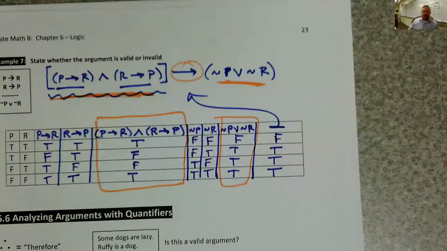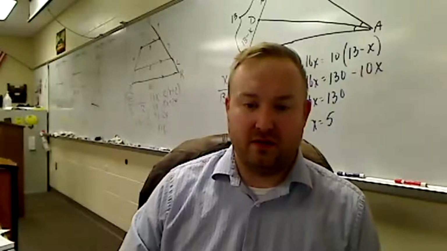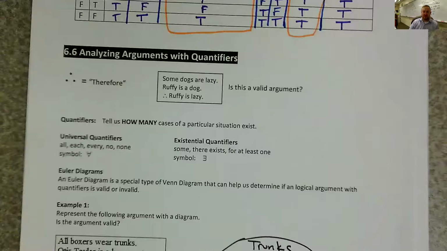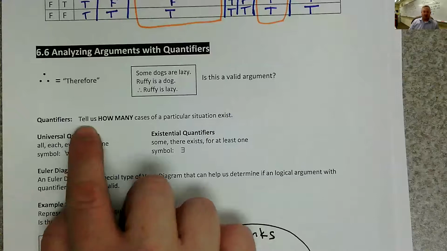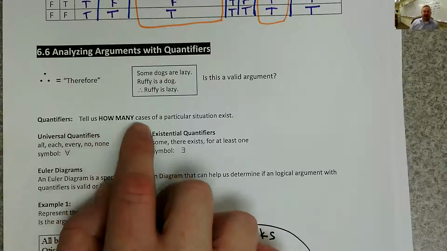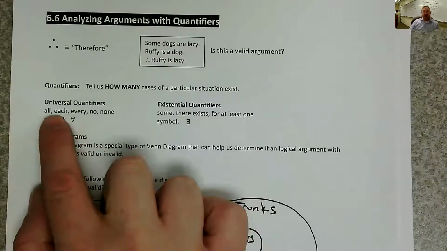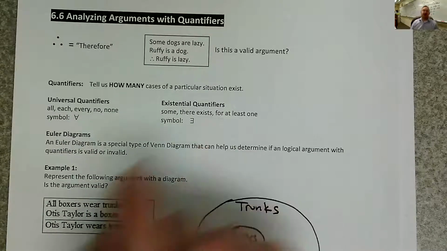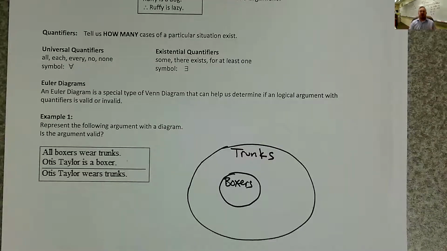So I'm on page 23 here, arguments with quantifiers. A quantifier is just a word or phrase that tells us how many cases of a particular situation exist. Like we say all of something, or each, or every, or none, or some, or there exists, or at least one. These are words or phrases that describe how many of some kind of situation exist.